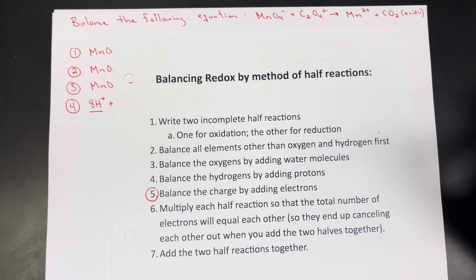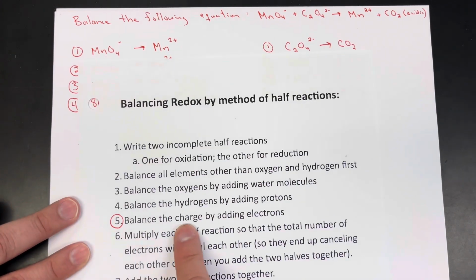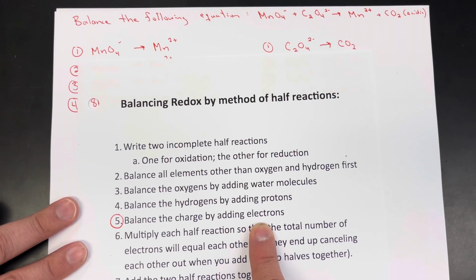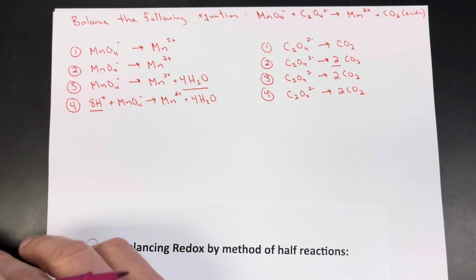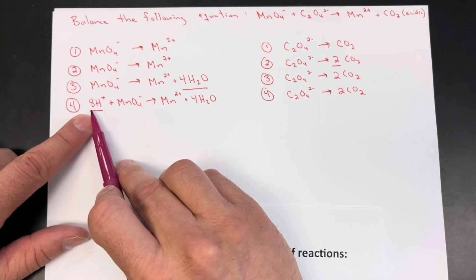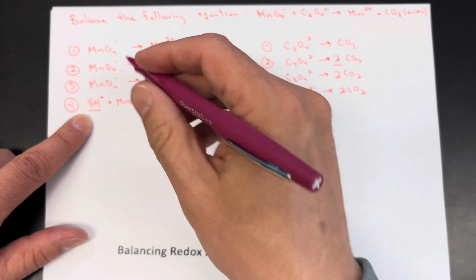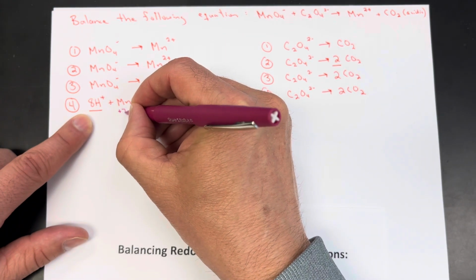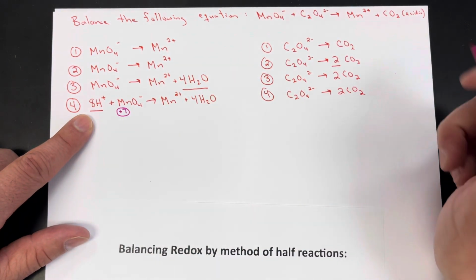Okay, so what we're going to do is add up the charge on both sides of the equation, because it tells us to balance the charge by adding electrons. Let's figure out what the charge is. For this first problem, we have 8 positive ones and 1 negative one, for a total of positive 7. This side has a positive 7 as far as the charge is concerned.